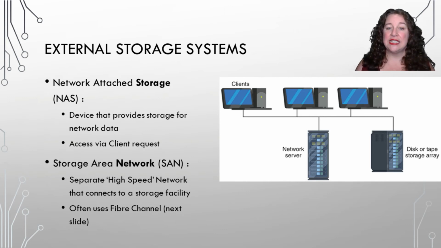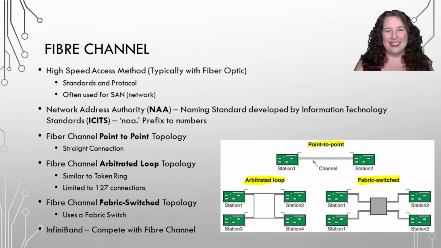So SAN is the network, the cabling, the thing that creates the network, as opposed to the storage, which is the actual disk drive. So your storage area network usually uses something we call a fiber channel, and we'll talk about that in the next slide. Okay, so your fiber channel is a high-speed access method, usually with a fiber optic, designed to work with your storage area network.